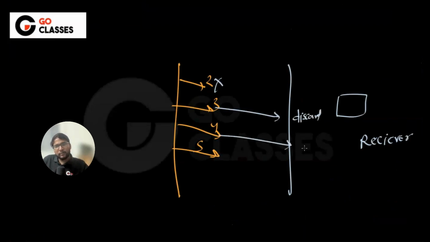You are sending 4. What will it do? Discard. You are sending 5. What will it do? Discard. That is fine. That is called silent discard. But what else can you do extra apart from the silent discard?